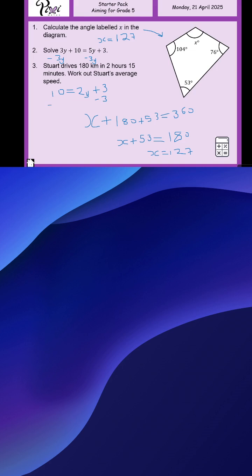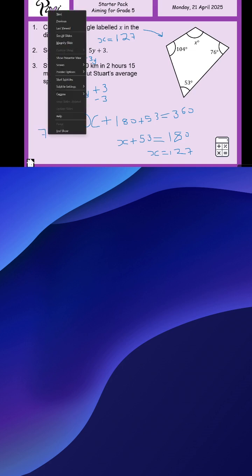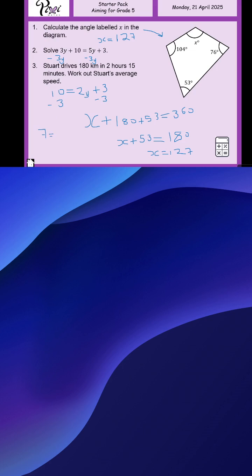10 minus 3 makes 7. So I'm going to have 7 equals 2 lots of y, or 7 equals 2y. I don't want 2y, I just want y. So I'm going to divide by 2, get 7 halves, or 7 over 2, or 3.5. So y is equal to 3.5.